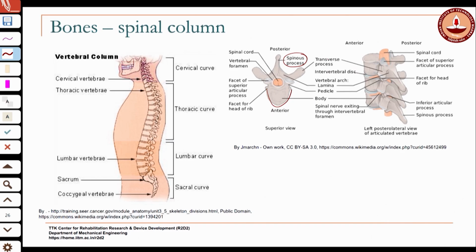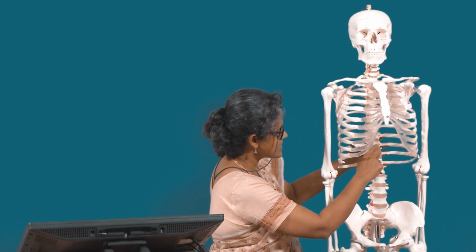So, this is called a transverse process, and this is the spine. If you look at the anterior part of the vertebra, you see the body of the vertebra, and as you move down, you can see that the size of the body increases as you move down the vertebral column. Part of the reason for that is that as you move down, you are supporting more weight in the body. So, the vertebrae have to be larger to take the larger loads as you move down the body.